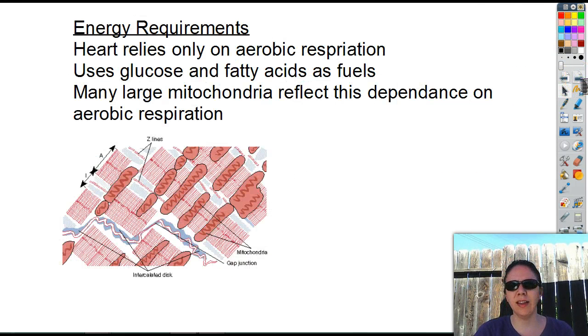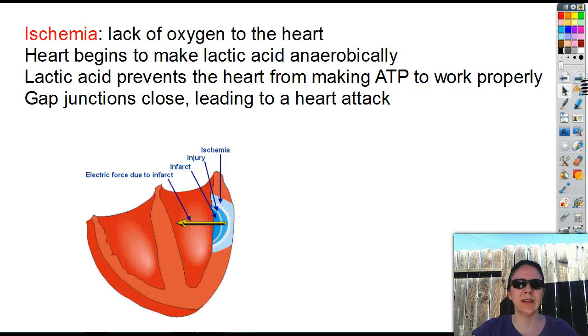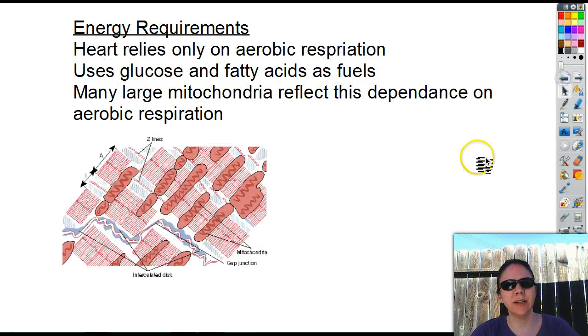All right, and the last couple of things, energy requirements. Because the heart is pumping over and over and over all the time for your whole entire life, it needs a constant supply of ATP. So it relies on aerobic respiration because of the high ATP yield as opposed to anaerobic respiration. It usually uses glucose and fatty acids as its fuels to break down to do aerobic respiration. And so there's lots and lots of mitochondria inside of your heart muscles to show the fact that your heart is so dependent on that ATP.